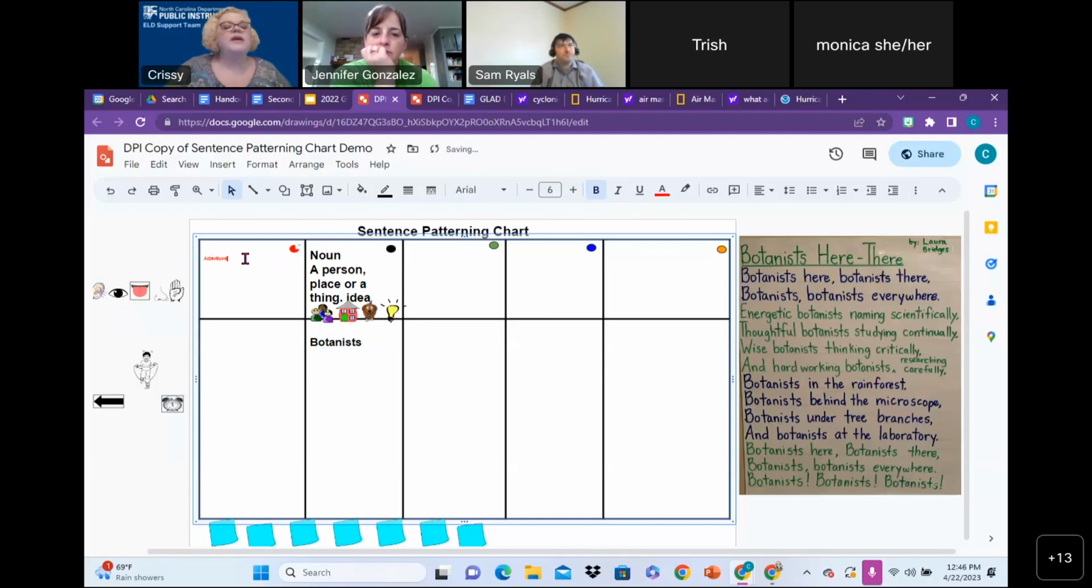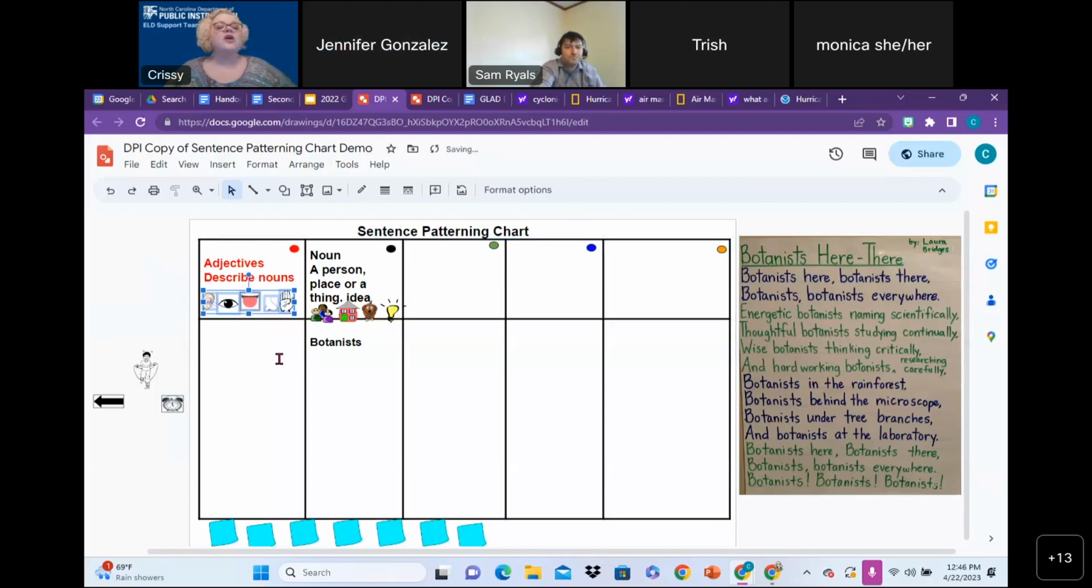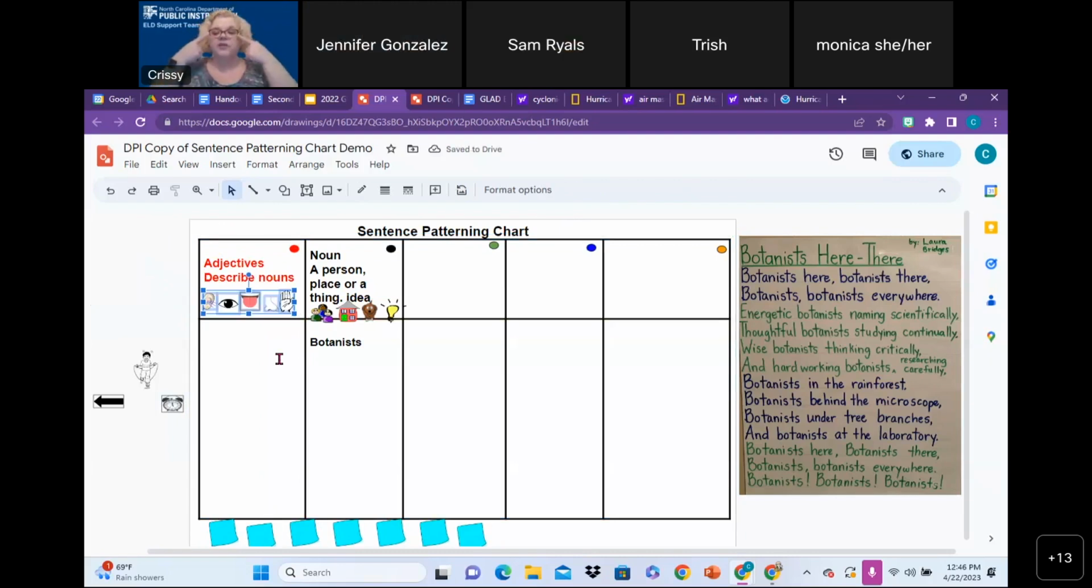Say that with me. Adjective. Good job. Adjectives describe nouns. They describe nouns. So now how do they describe nouns? Well, adjectives usually tell what something looks like, what something sounds like, what it tastes like, what it smells like, and what it feels like. So those are adjectives, and they describe nouns.